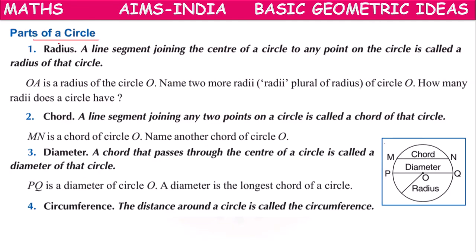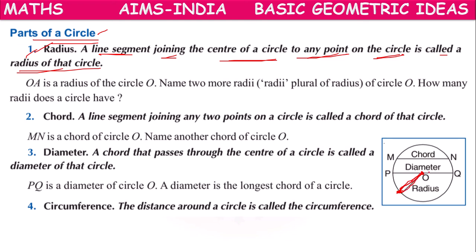Next, parts of a circle. Radius. A line segment joining the center of the circle to any point on the circle is called the radius of a circle. Here O is the center of the circle, and the line joining O to any point on the circle is called a radius.